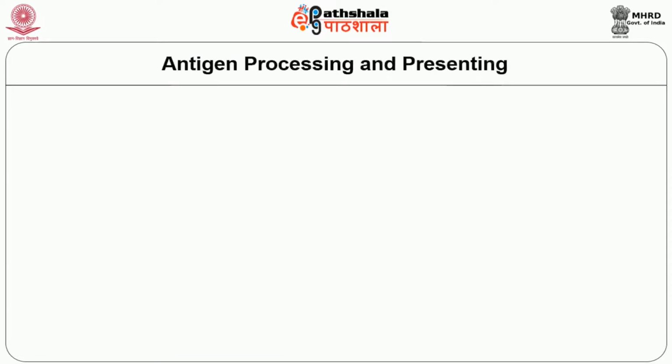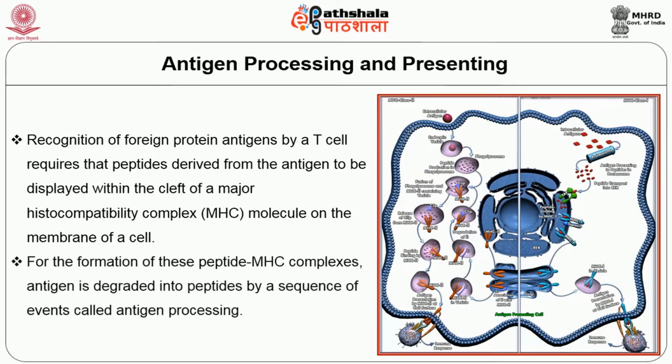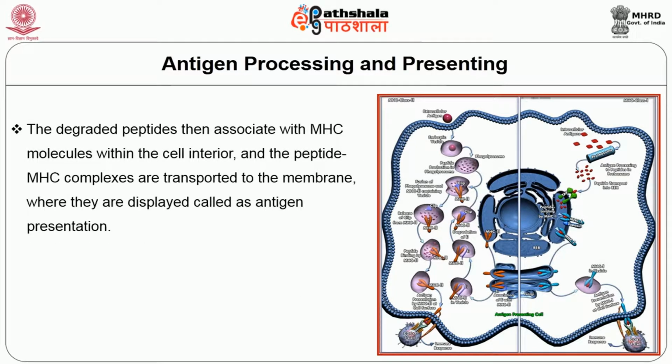Let us see the process of antigen processing and presentation. Recognition of foreign protein, that is antigen, by T cell requires the peptide derived from the antigen to be displayed within the cleft of major histocompatibility complex on the membrane of the cell. For the formation of these peptide MHC complexes, antigen is degraded into peptides by a sequence of events called antigen processing. The degraded peptide then associates with MHC molecule within the cell interior, and the peptide MHC molecules are transported to the membrane, where they are displayed, called as antigen presentation.